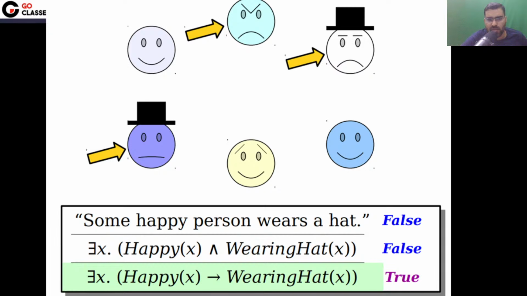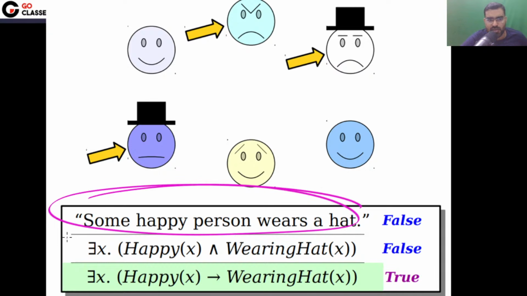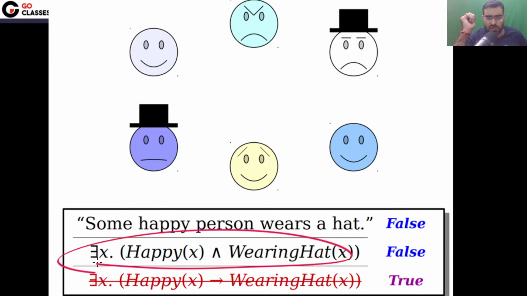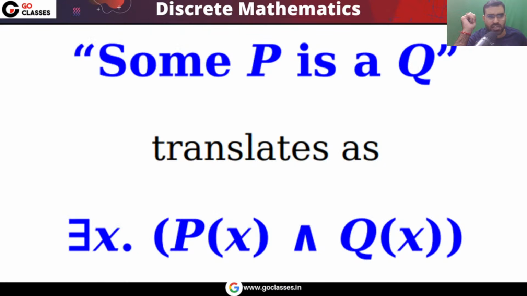So now you tell me which of them is correct. For this English statement, which conversion is correct? You can see the English statement is false, but this one is true. So definitely this is not a right conversion. Finally your answer will be this one. If you have the statement some P is Q, then you write it as there exists x which is P and Q.